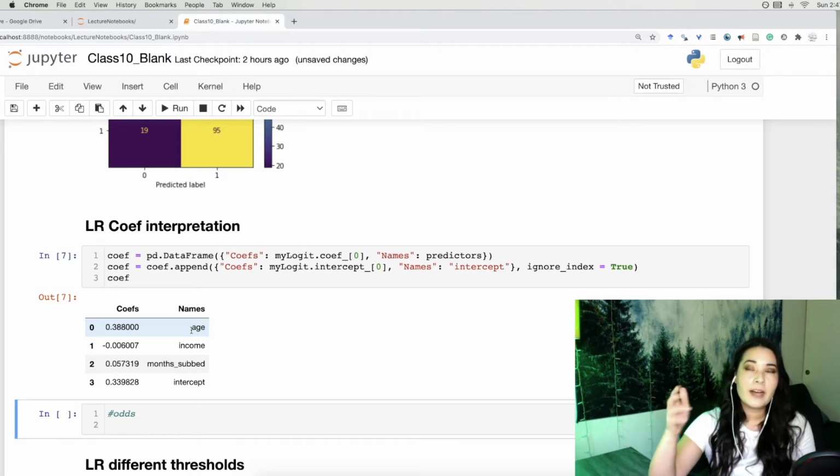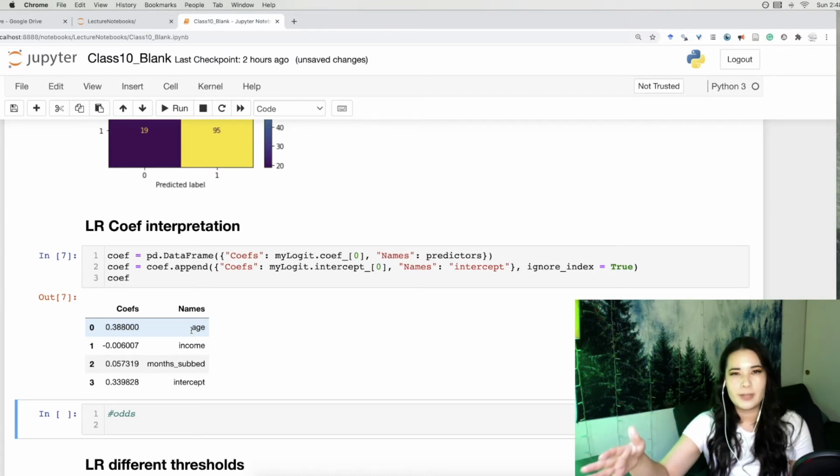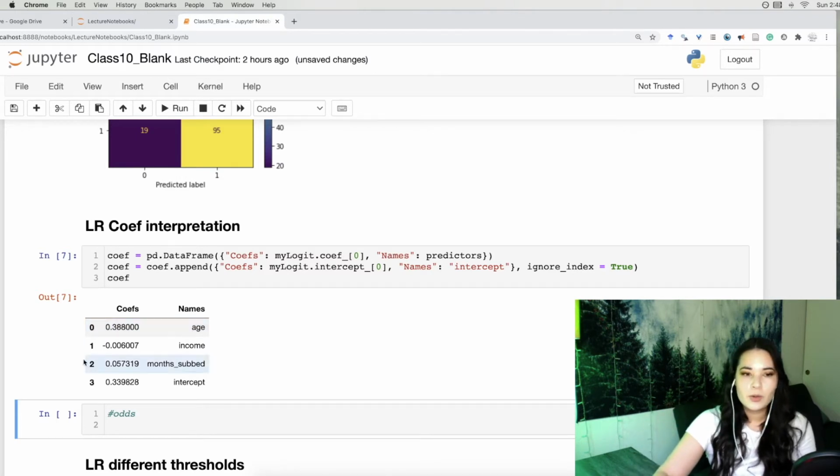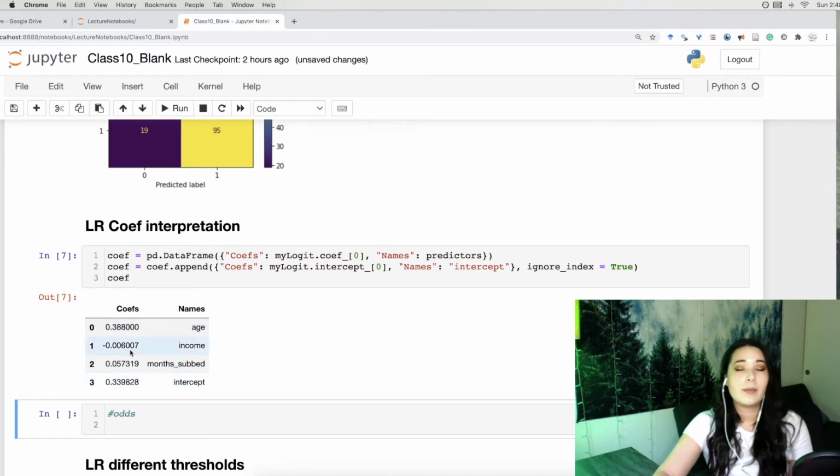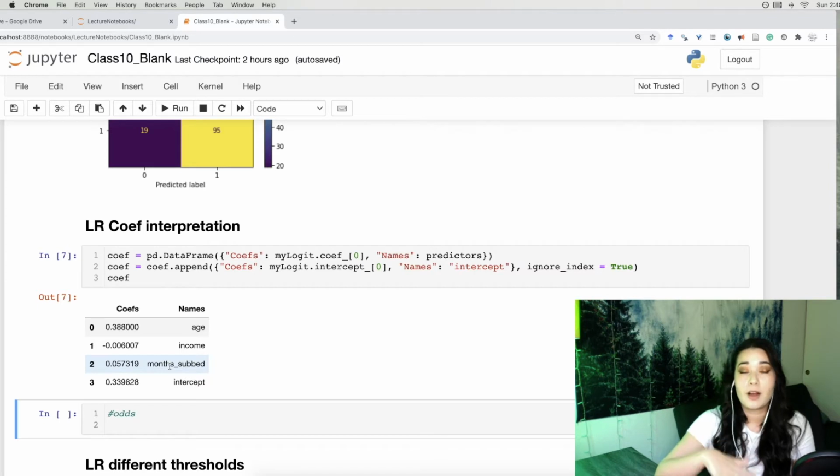Now, that's correct, but it's kind of difficult to interpret because who really has an innate understanding of what log odds are? So while we could totally look at this and say, well, income is negatively associated with upgrading and age and months subbed are positively associated, it can often be more useful to convert our coefficients from log odds to just regular odds.